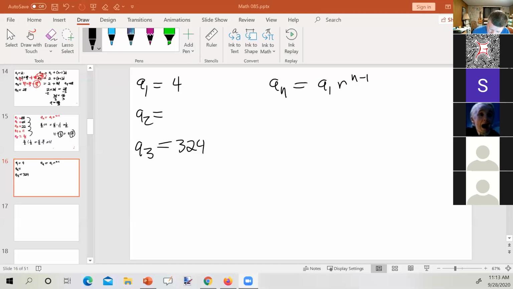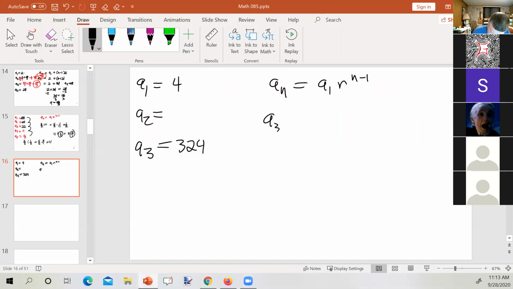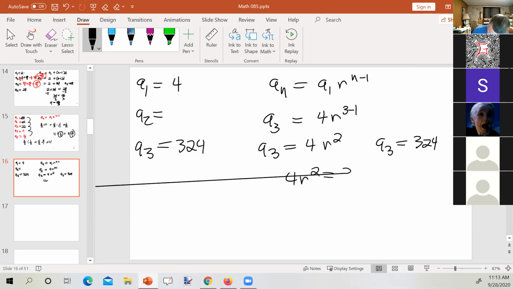So I know that A sub 3 equals A sub 1 times r to the 3 minus 1 power, which means A sub 3 equals 4r squared. I also know that A sub 3 equals 324. Therefore, 4r squared equals 324.